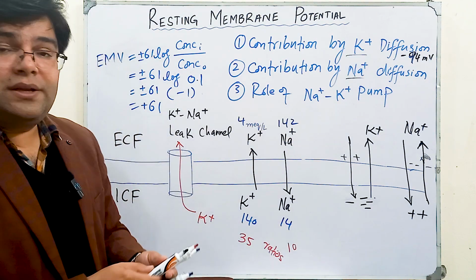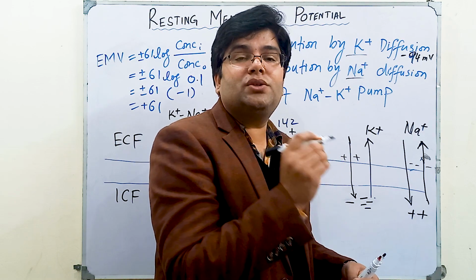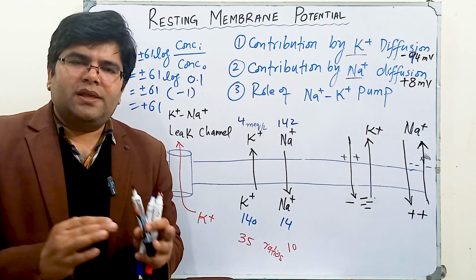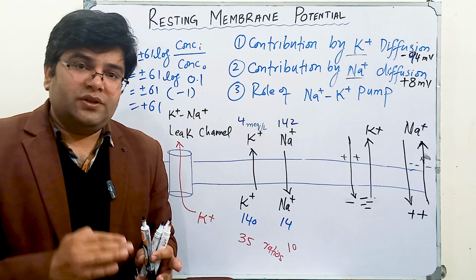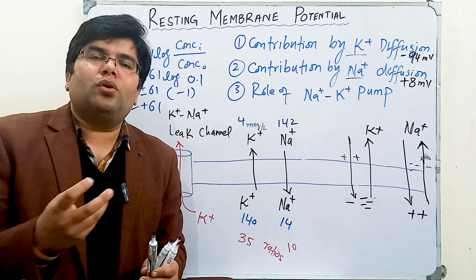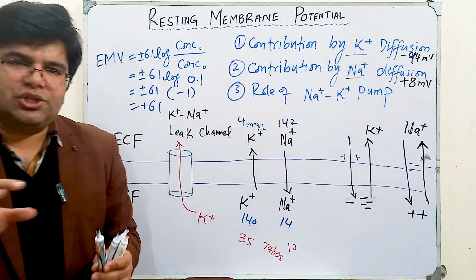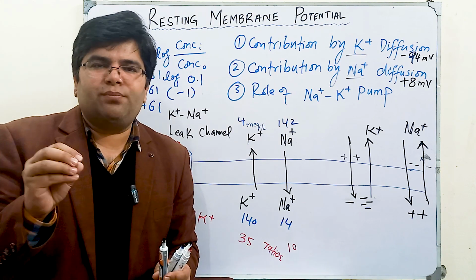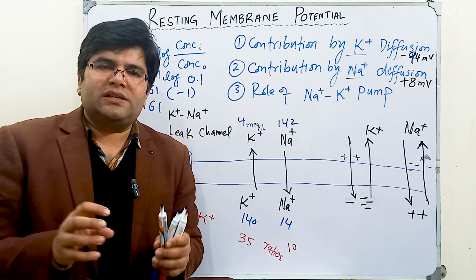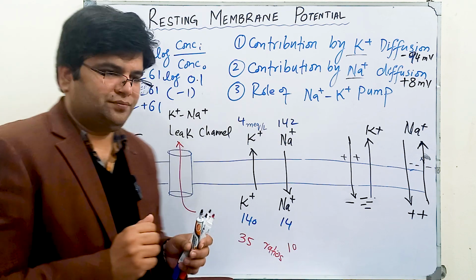Now I will write it here that the contribution of sodium diffusion in the generation of resting potential is only plus 8 millivolt. There are some other ions as well which may play a little bit of role in the generation of resting potential, like chloride. And the total share of all of these ions, sodium, potassium and chloride, in the generation of resting potential can be explained by using an equation which is called Goldman's equation.